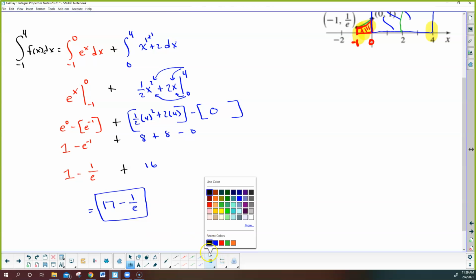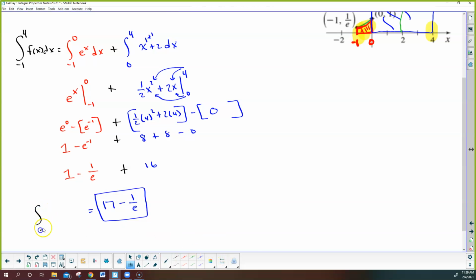And it's always a good idea at the very end to say what you just did. I just found the area under the curve from -1 to 4 of f of x dx. And my answer was 17 minus 1 over e.